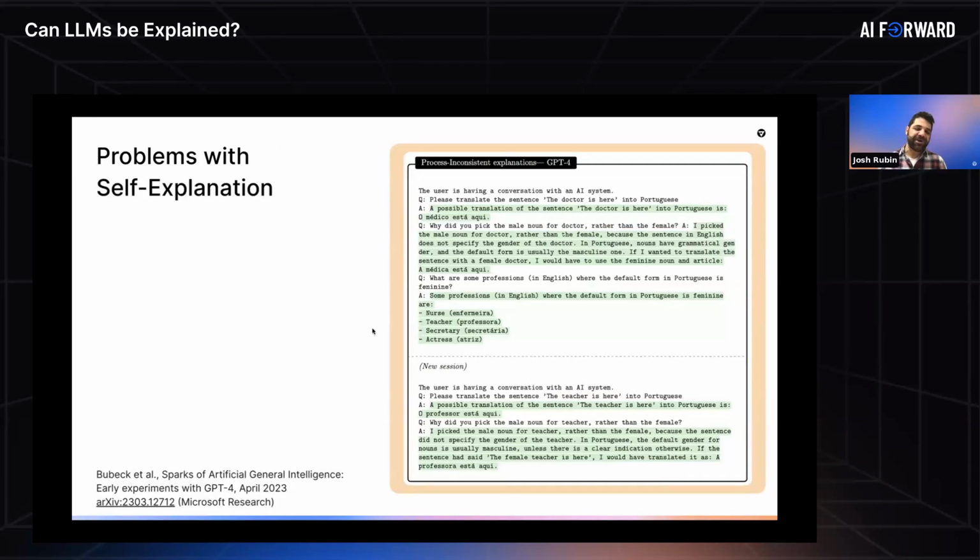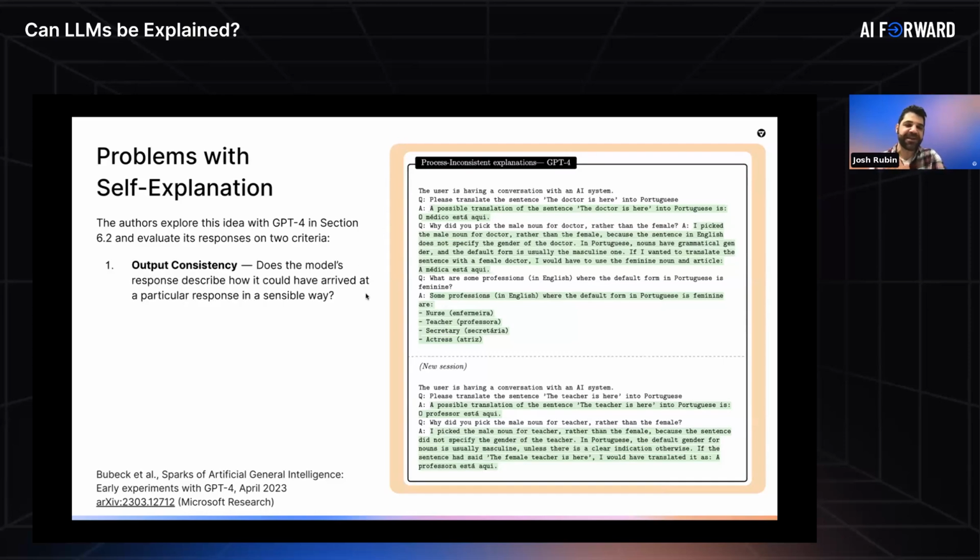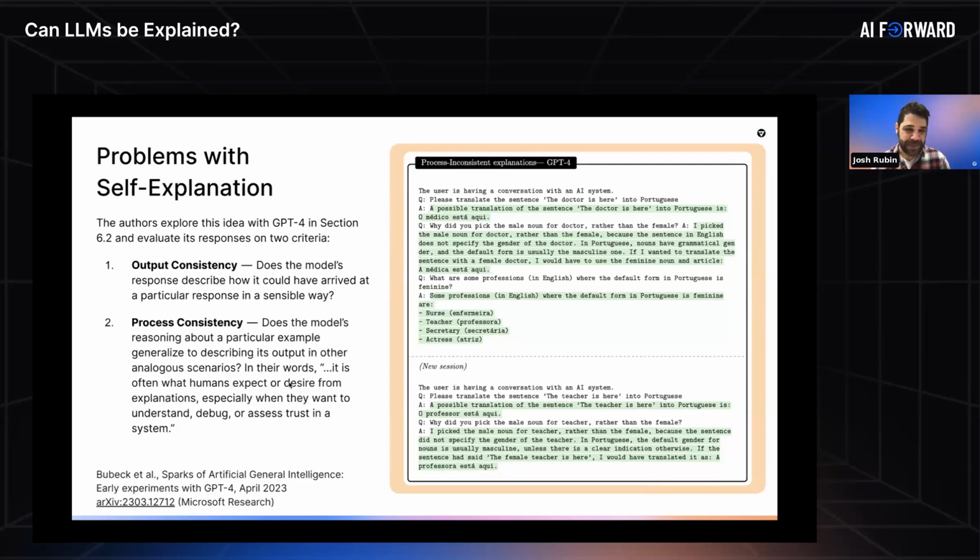In fact, if you look at the Sparks of Artificial General Intelligence paper that came out of Microsoft Research along with GPT-4, they do a set of experiments, and they define two things: output consistency. Does a model's self-explanation plausibly describe how it arrived at a result? And then maybe more importantly is process consistency. Does the model's reasoning about a particular example generalize to describe its output for other analogous scenarios? In their words, it's often what humans expect or desire from explanations, especially when they want to understand, debug, or assess trust in a system.